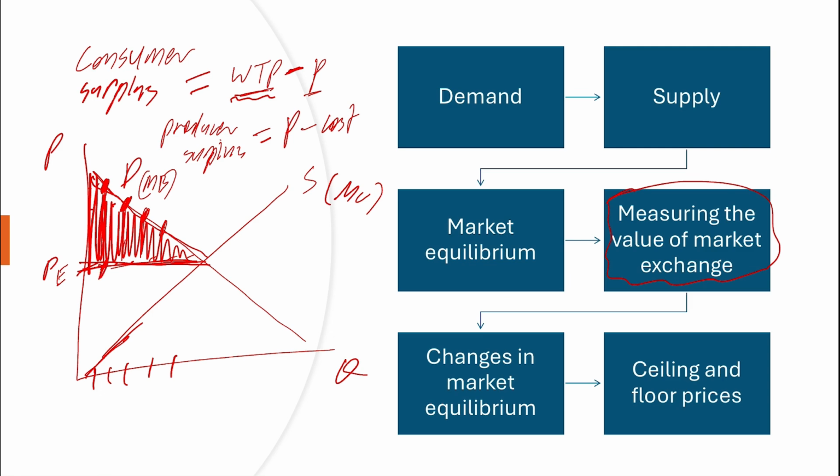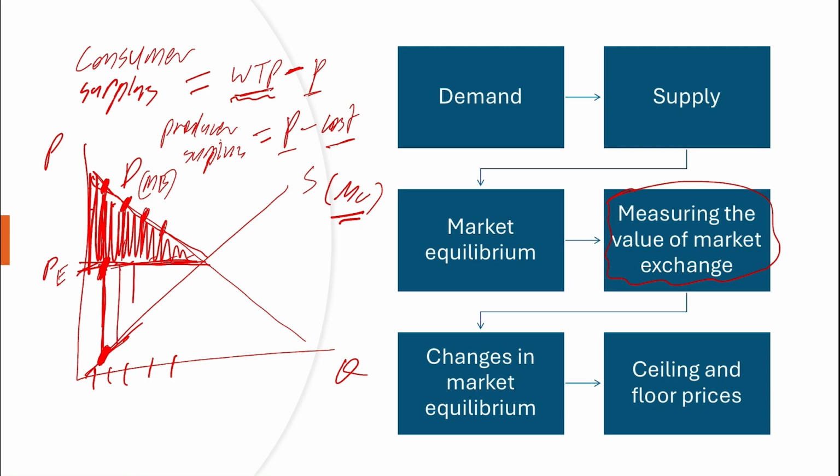So for an individual transaction, we have the price that they sell at. This supply curve here shows us the marginal cost for the producer, because this shows the minimum price they're willing to accept. And so for this unit sold, this is the price received. This is the cost of producing that unit.